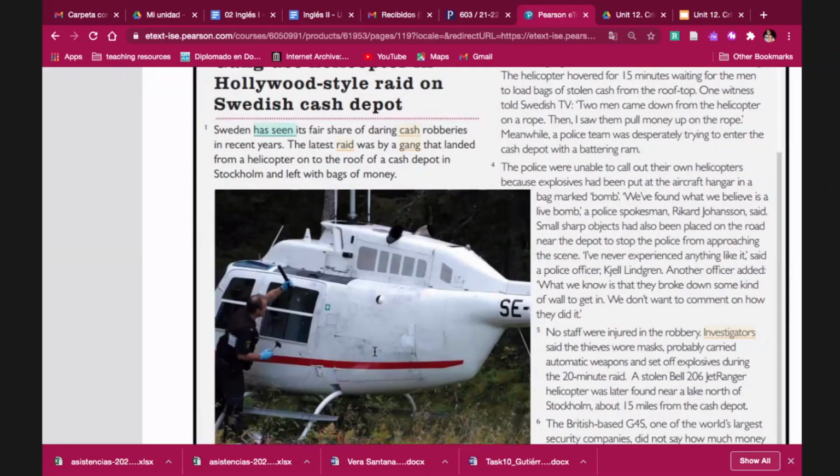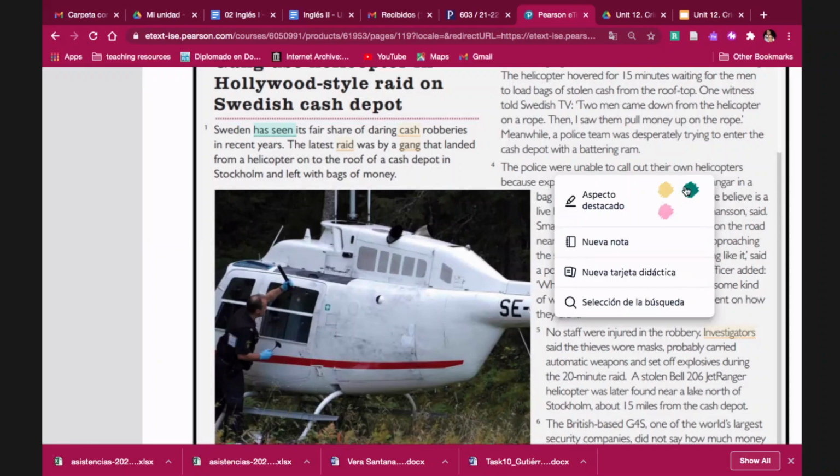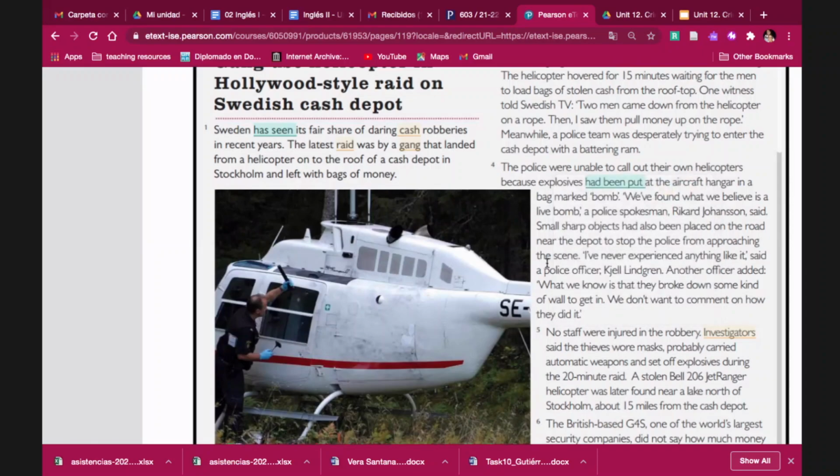There's someone in the fourth paragraph, but I think that's from reported speech or direct speech. Yes, the reported speech, because explosives, no, sorry, this is not reported speech. This is an example of passive voice. The explosives had been put, okay? It's passive, sorry, it's present perfect, but it's in passive voice. Okay, porque los explosivos no se pusieron solos. Alguien los había puesto ahí, okay? Any other example of present perfect?